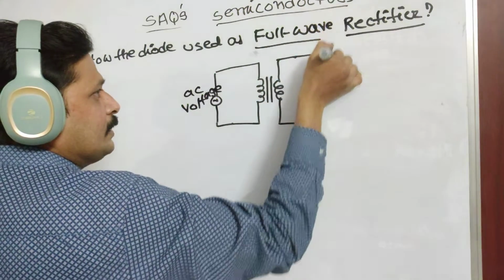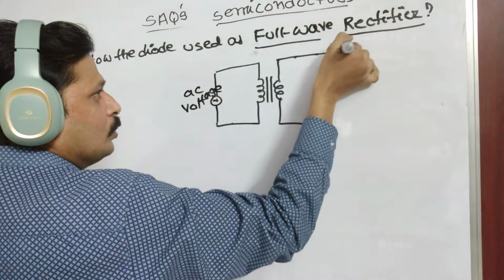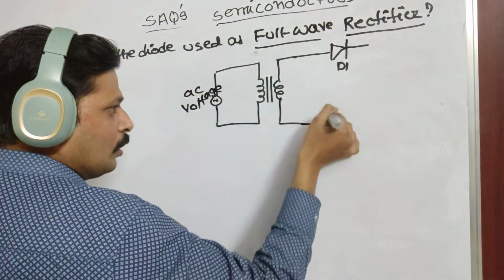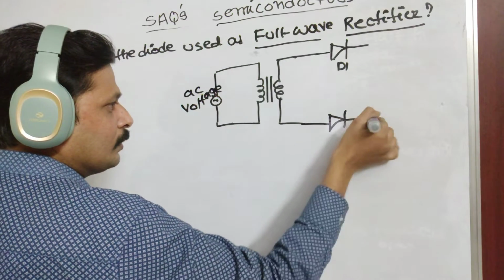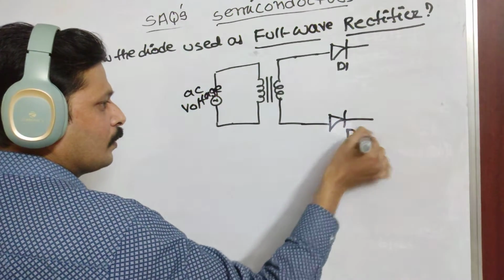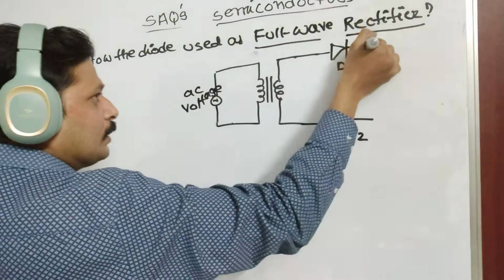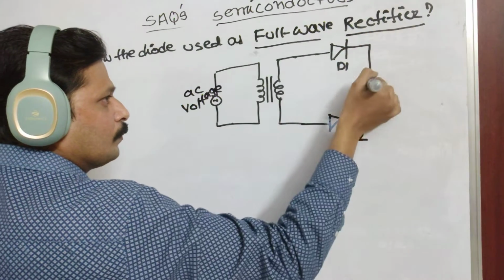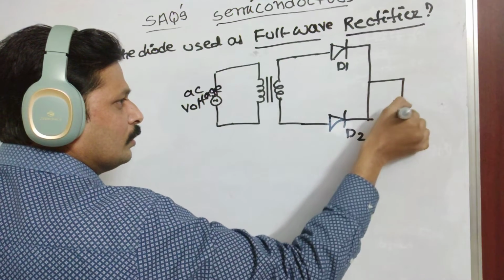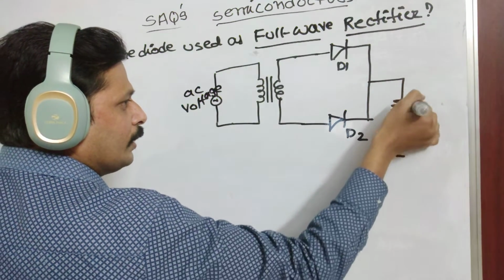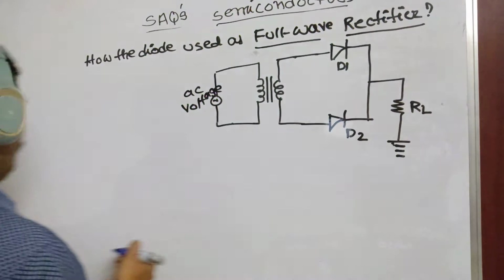It contains the diode, similar to earlier. But in addition to this, one more diode is present, like this. Earlier only one diode, right now 2 diodes are present. Connect these two. Now here the load is connected. It is the ground connection. It is called load, RL.